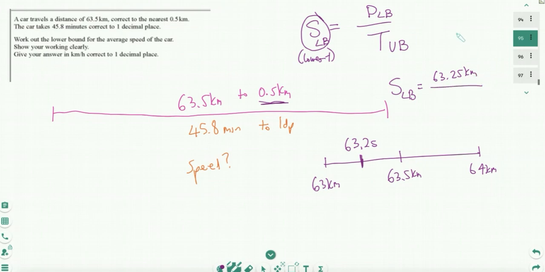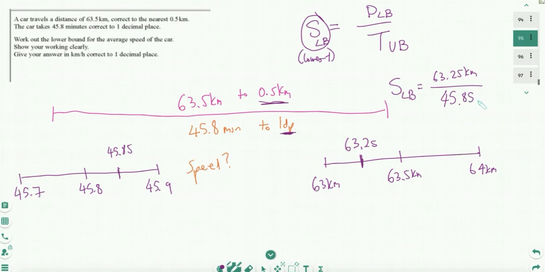And we're going to find the upper bound for the time taken. So 45.8 to 1 decimal place. We're going to find the first decimal place, and that place value is called a tenth. So we're going to add 1/10 and subtract 1/10. And we're going to find the upper bound. So it'll be 45.85. And that's going to be the time taken, 45.85 minutes. So now we can divide those to find the lower bound.